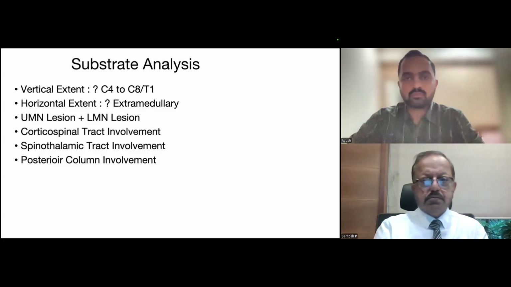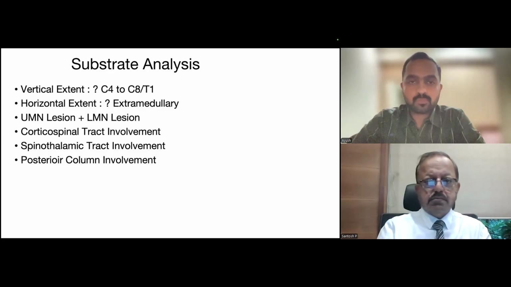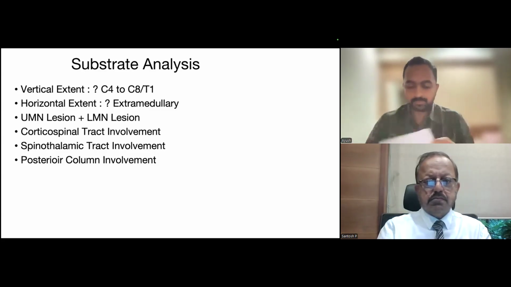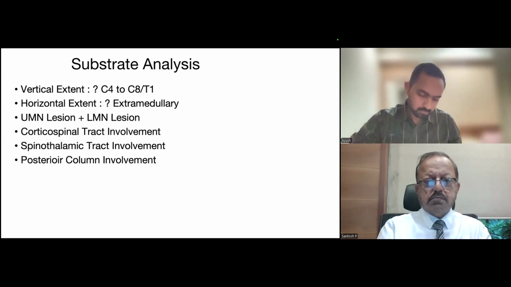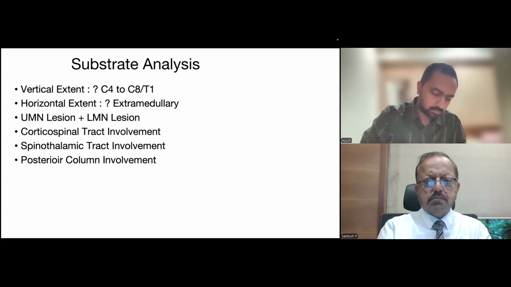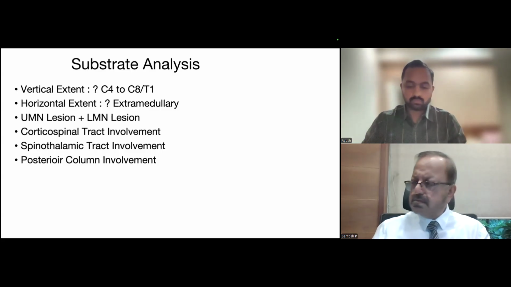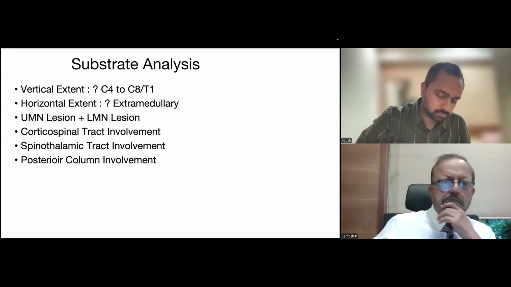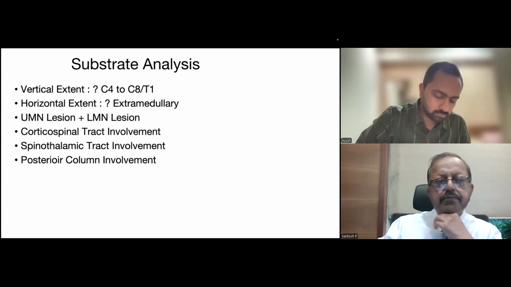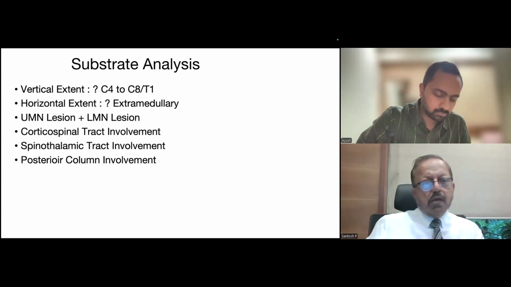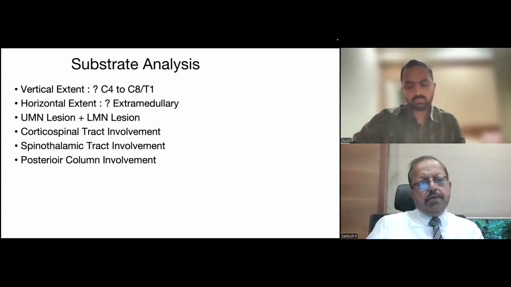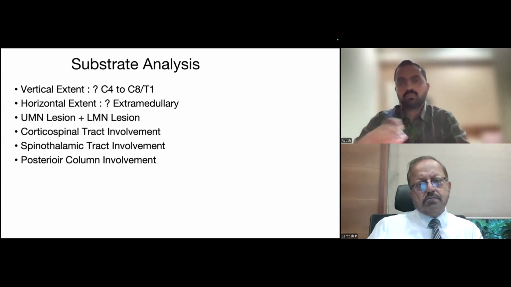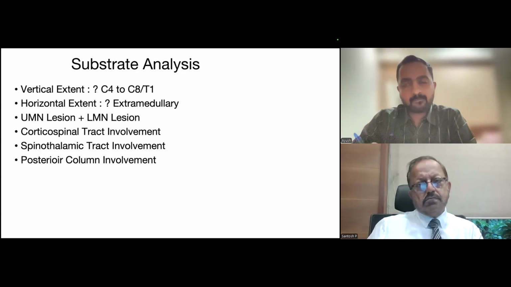Yeah, I agree with you. So if you want to localize, then what would you say? What would be your vertical extent? What shall be the topmost level? What shall be the lowermost level? So, CVJ to C5. Okay. Yes, sir. Why do you think so? So from the history, sir, we cannot rule out upper cervical cord involvement.